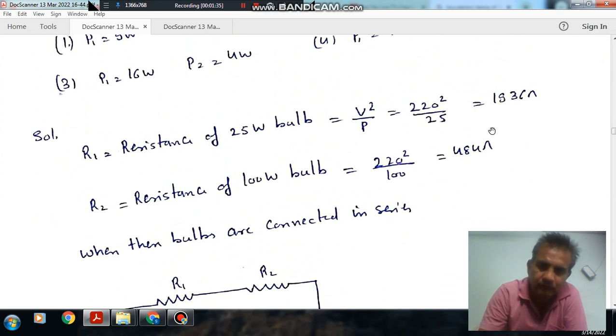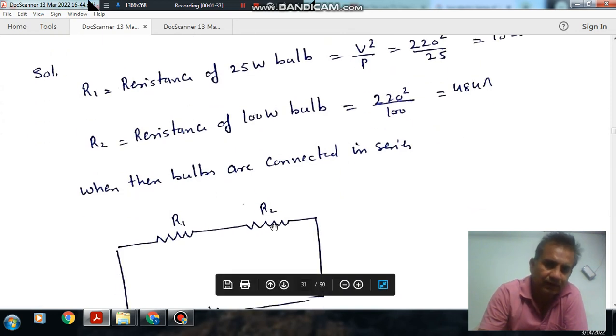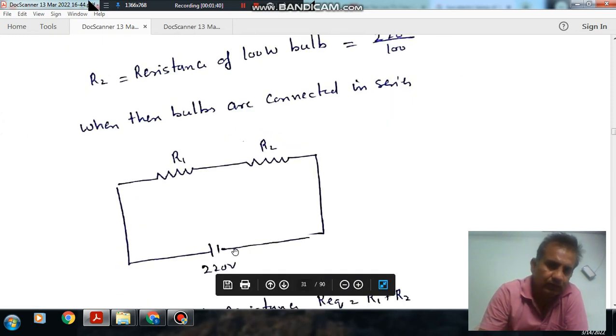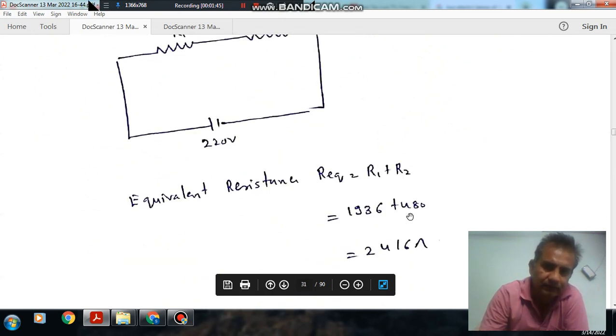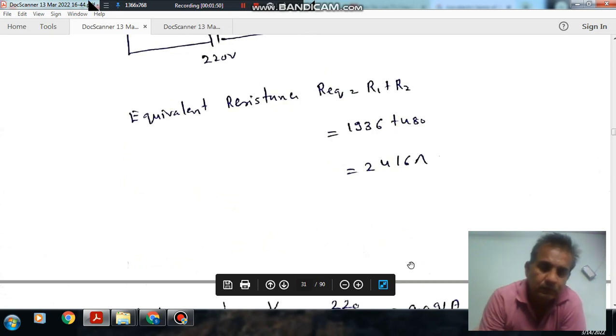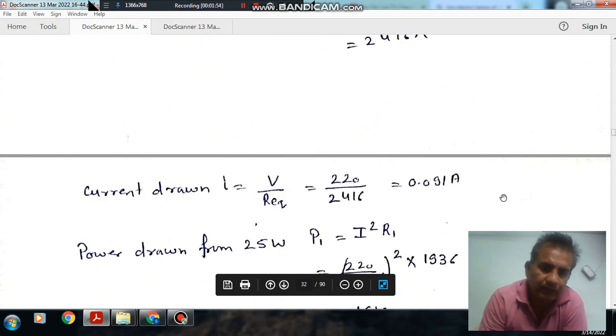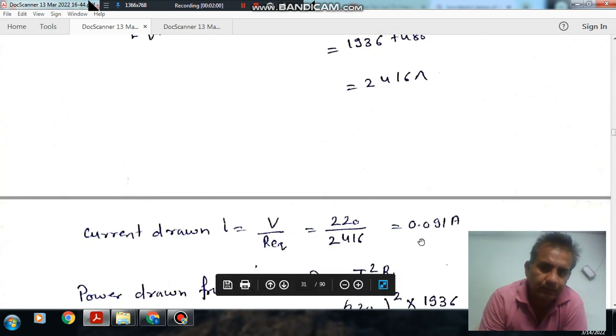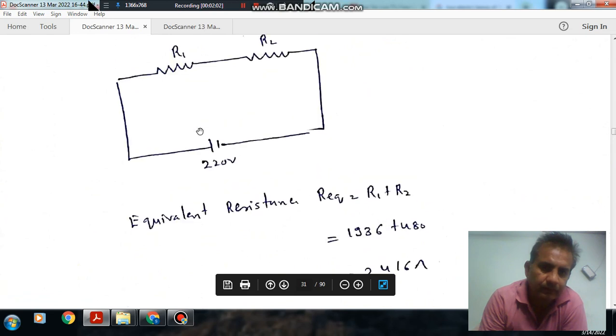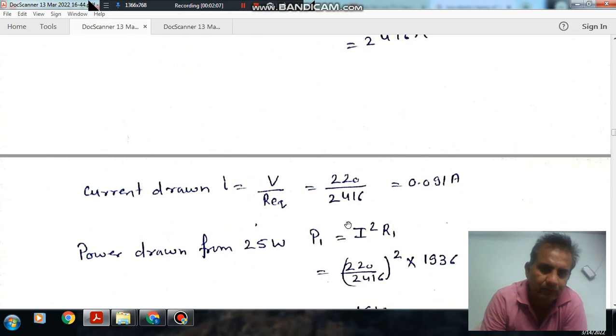So now two resistances, R1 and R2, are connected in series, and 220 volt has been supplied. So the equivalent resistance will be R1 plus R2, that is 1936 plus 484, so that will be 2420 ohm. And the voltage supplied is 220 volt. The current drawn is V by R equivalent, so that is 220 by 2416, or it will be 0.0191 ampere. So the current is 0.019 ampere, or we can say it is 220 by 2416. So that is the current drawn.